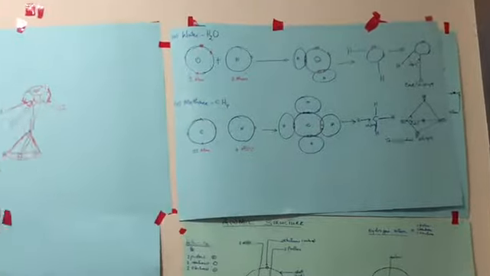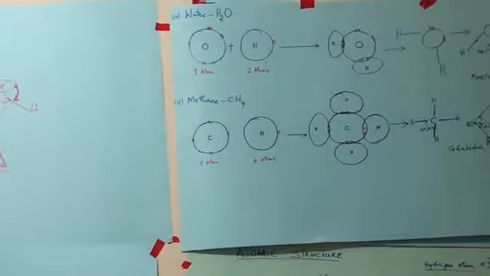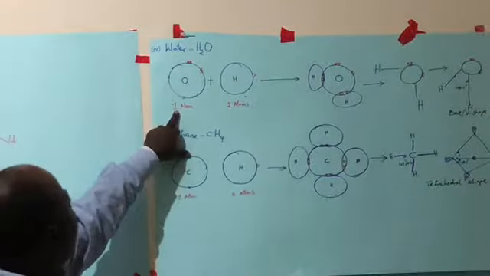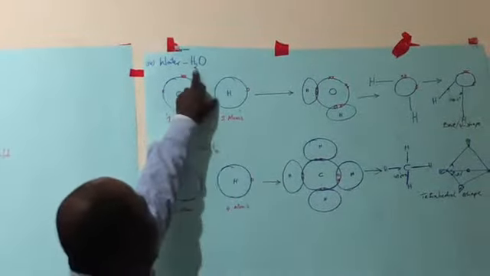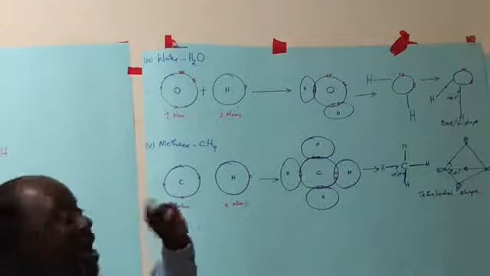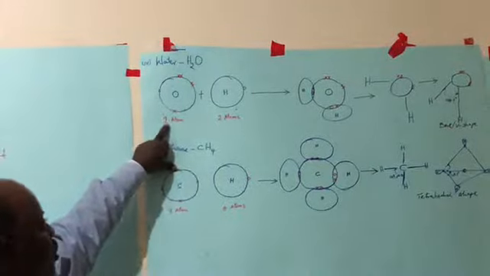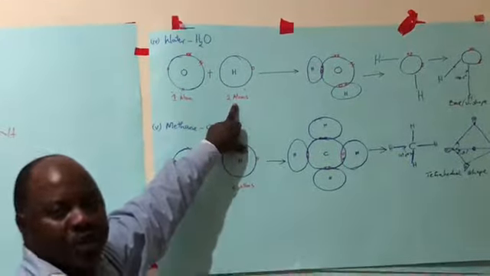This is the same thing with water. A molecule of water, this molecule of water. Water has 2 atoms of hydrogen and 1 atom of oxygen. This is 1 atom of oxygen. These are 2 atoms of hydrogen.